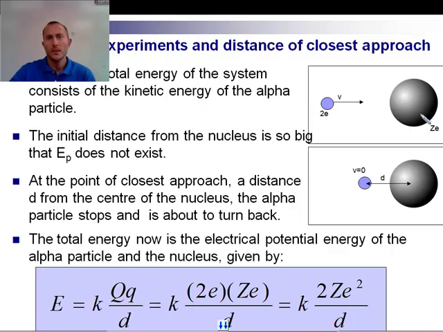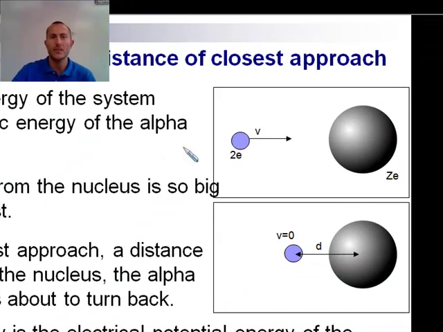Well, if our large nucleus is stationary initially, then the total energy of the system consists of the kinetic energy of the alpha particle. So at first, all of the energy is the kinetic energy that's in this particle being shot. We're going to assume that the initial distance from which the alpha particle was shot is so large that there's really no potential energy based on the position of the two, and so the EP does not exist. At this distance d, the alpha particle is slowed down, has come to a stop, and is about to return the way that it came.